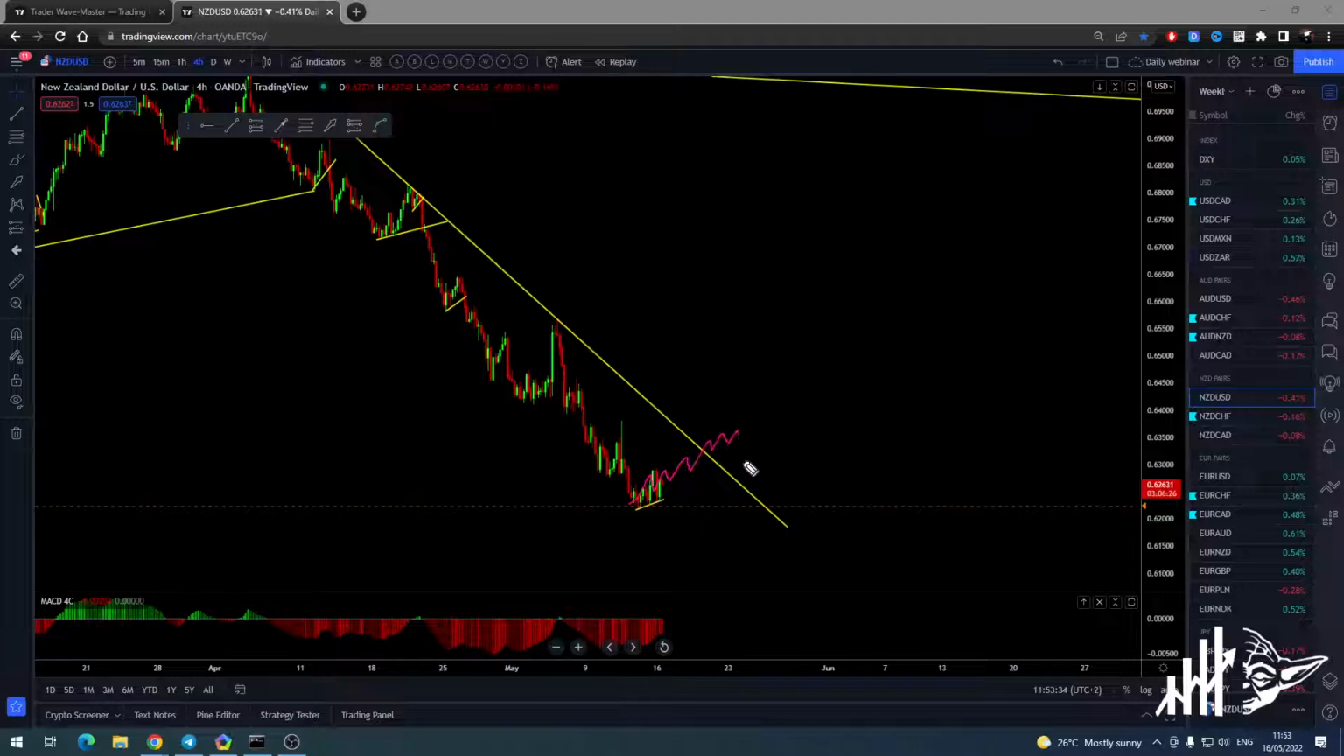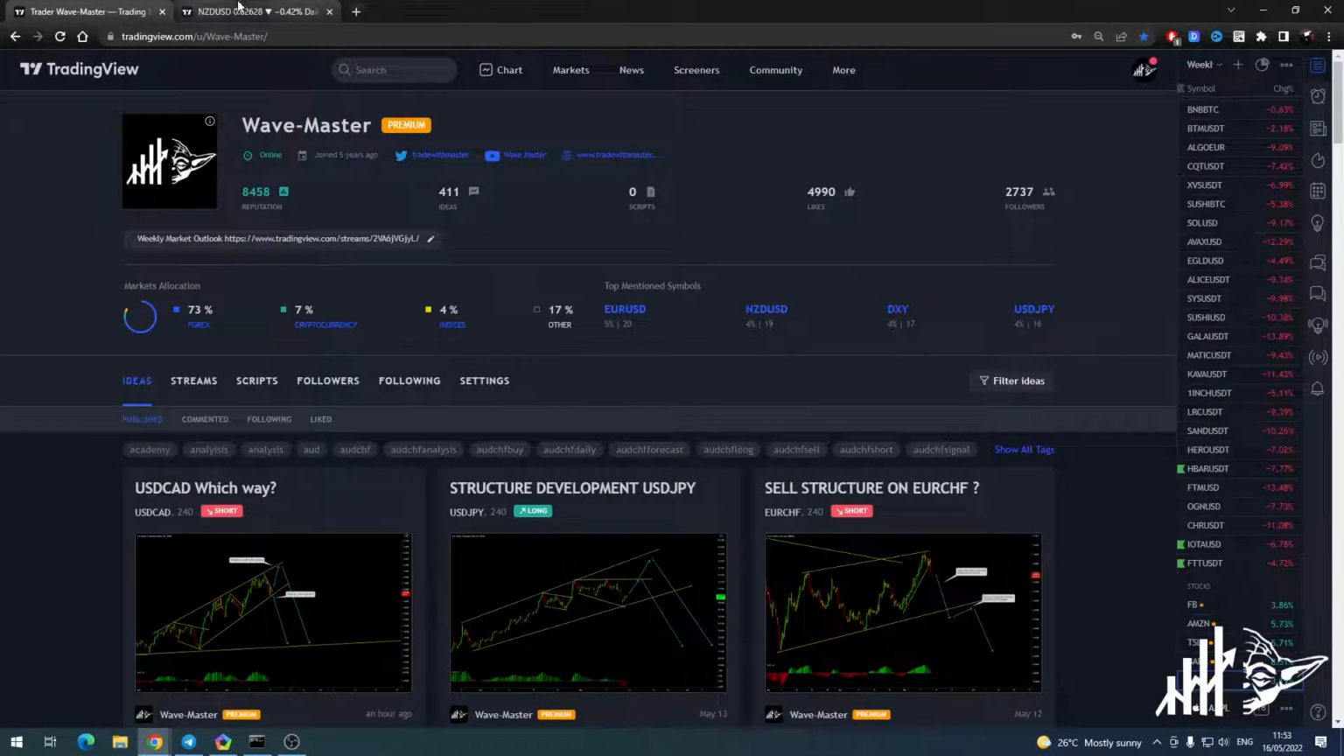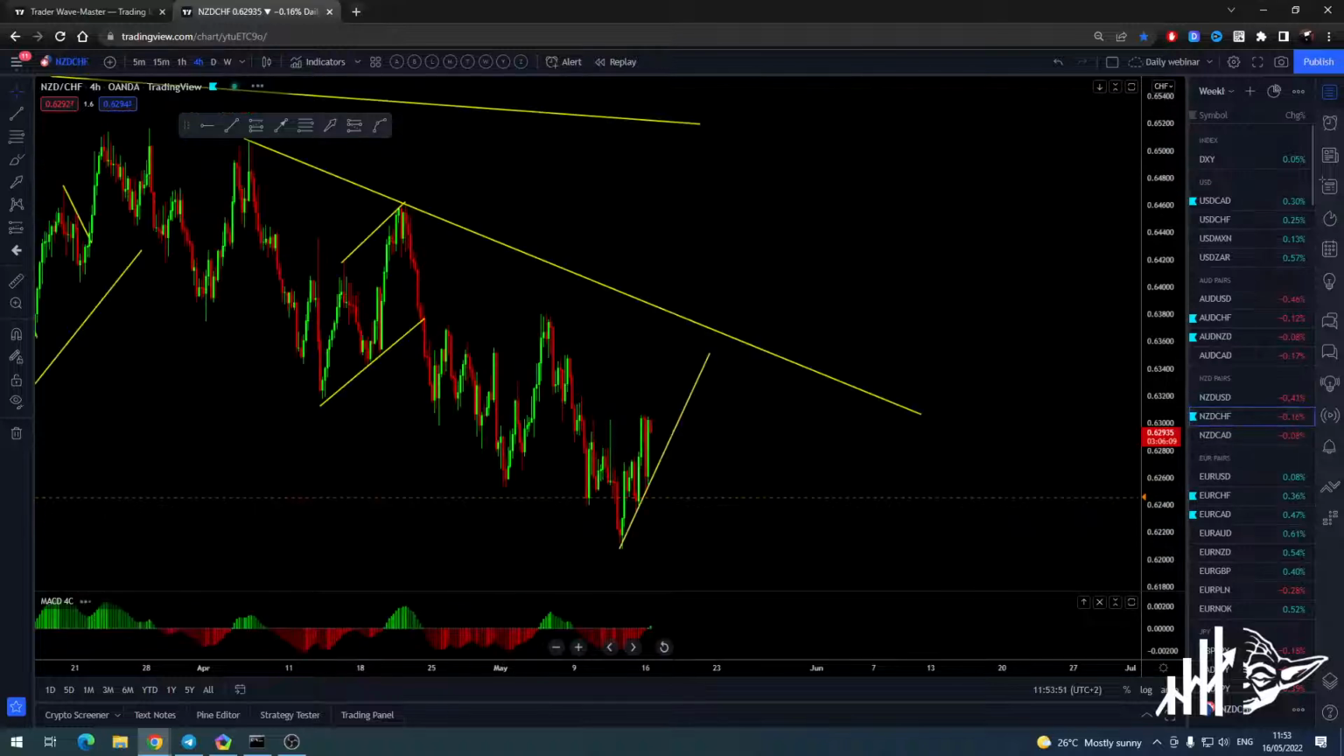Okay, if it goes for the big correction, yes, then we will sell it from these higher places, but from where it is right now, we ain't gonna chase it. Don't chase it from this price over there. It's kinda not good. New Zealand chief.